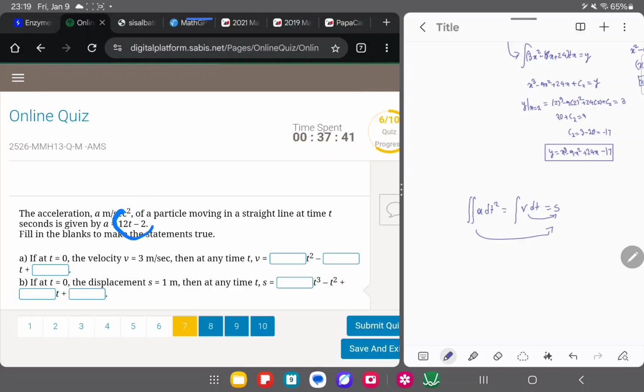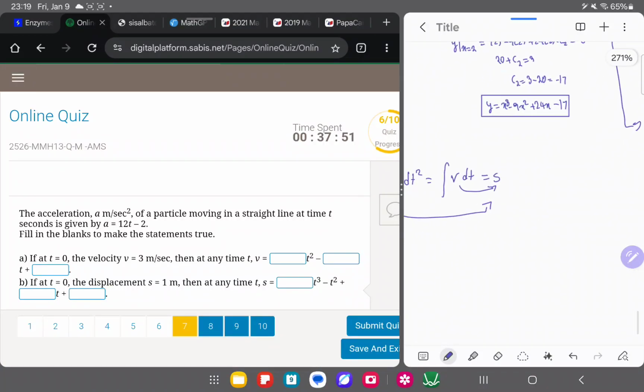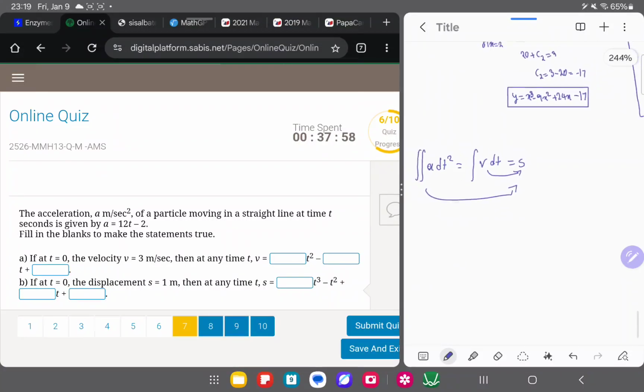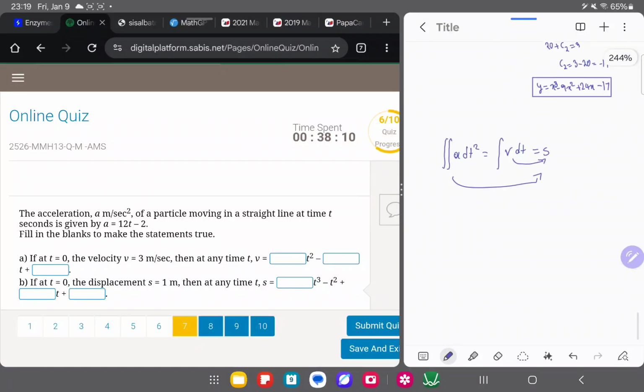The acceleration is 12t minus 2. Right now, we'll behave as if t is x, and as if a is like saying d squared y over dx squared, or the second derivative. So if at t equals 0 the velocity v is equal to 3 meters per second, then at any time t, v is equal to whatever. We'll just simply integrate.